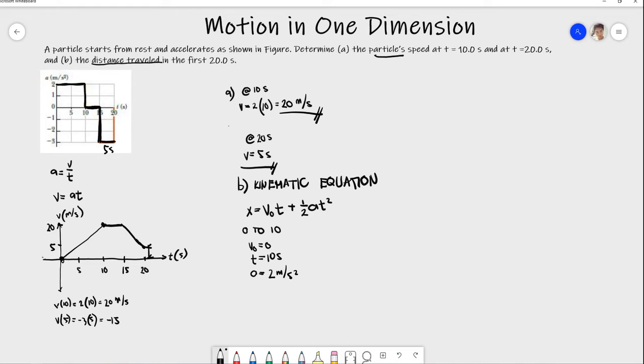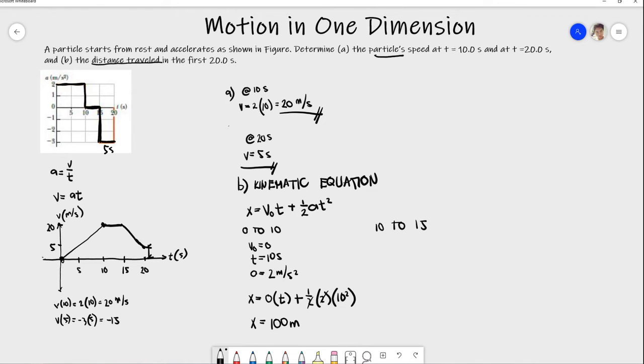Okay, then substituting the value, we have x is equal to the initial velocity 0 times t plus 1/2 times 2 times 10 squared. Therefore, x here is equal to 1/2 times 2 times 10 squared. Cancel. We have 100 meters. That is from 0 to 10. Next is from 10 to 15.